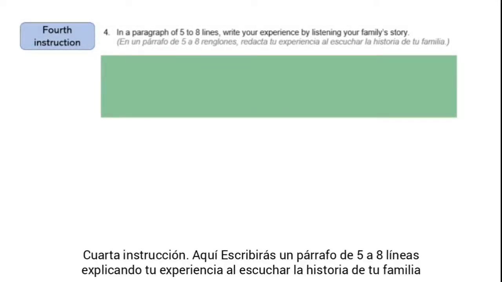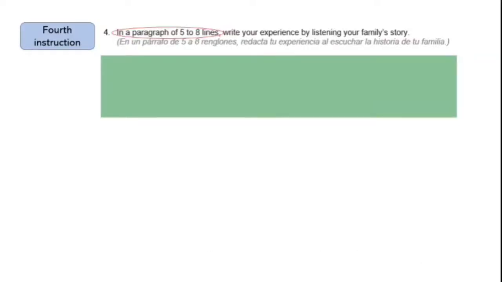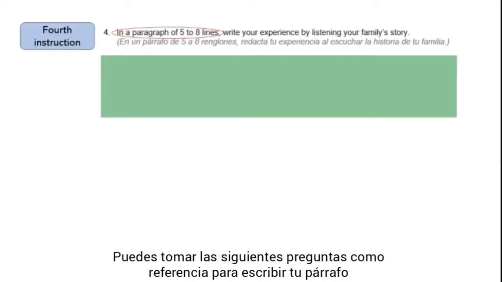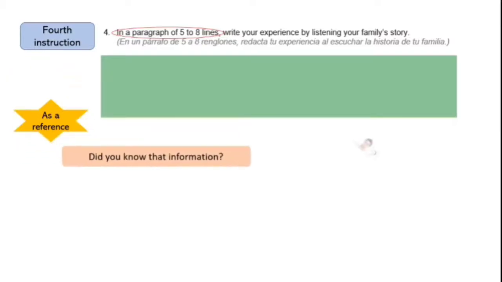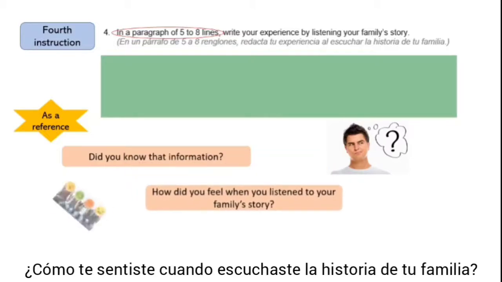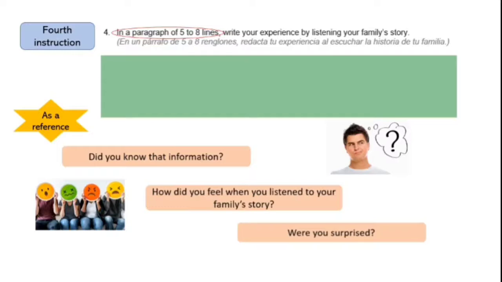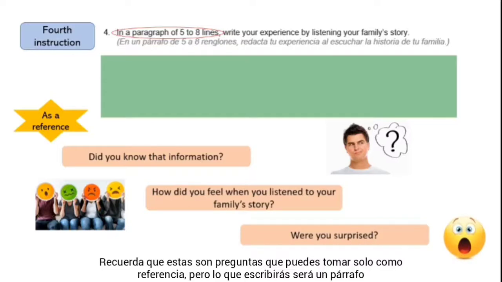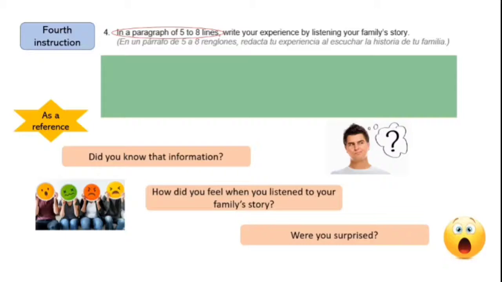Fourth instruction. Here you'll write a paragraph of 5 to 8 lines explaining your experience after listening to your family's story. You can take the following questions as a reference to write your paragraph. Did you know that information? How did you feel when you listened to your family's story? Were you surprised? Remember that these are questions that you can take only as a reference, but you will write only a paragraph.